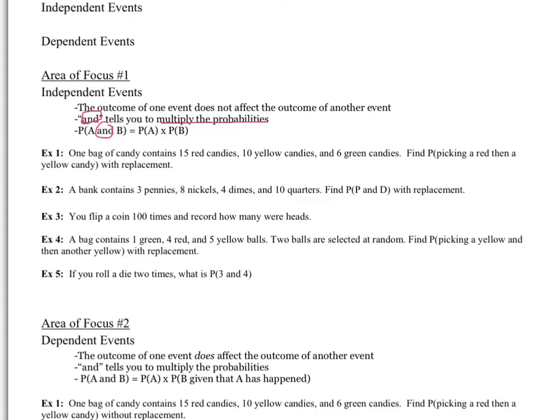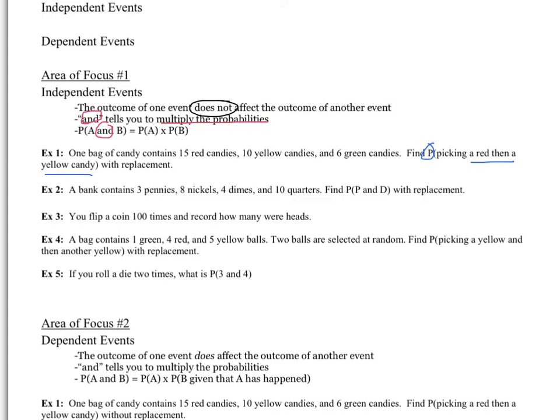And when they are independent, we know that one event does not affect the other. Okay, so they are totally independent of each other. And some examples of that are, first one, if you have a bag of candy, you have 15 red candies, 10 yellow candies, and 6 green candies. Find the probability of picking a red, then a yellow candy.